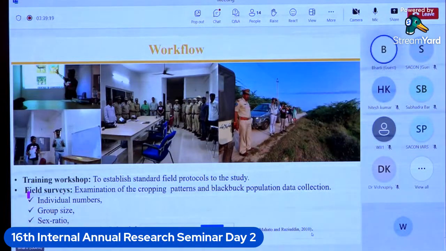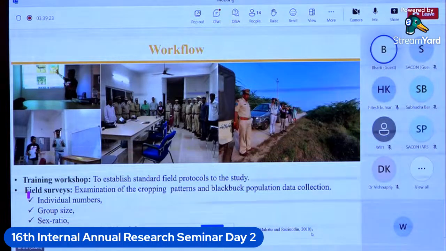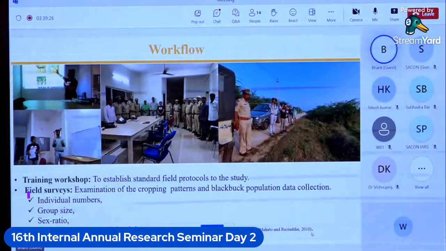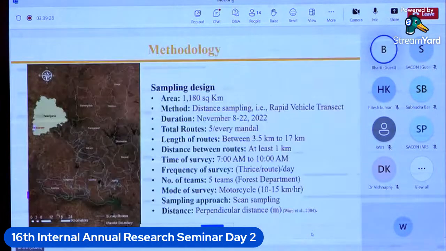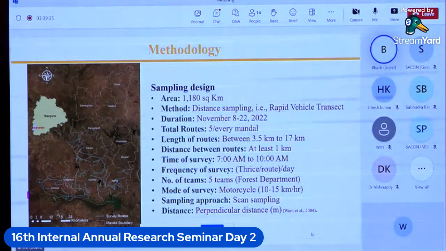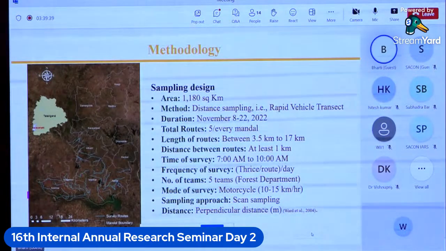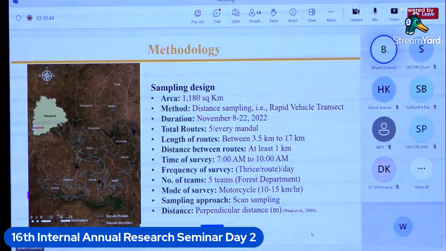The parameters focused on for blackbuck included individual numbers, group size, sex ratio, age structure, and herd size. These parameters were monitored using rapid vehicle transects covering an area of 1180 square kilometers between 8 and 22 November 2022. The 5 selected mandals were each monitored and surveyed thrice during this duration, during the morning hours between 7 and 10 a.m.